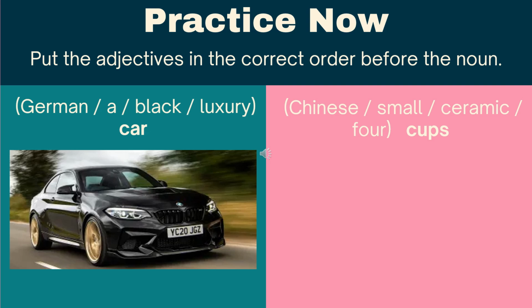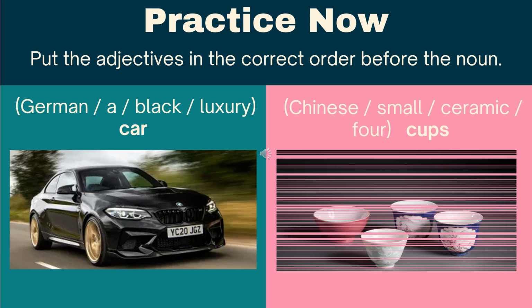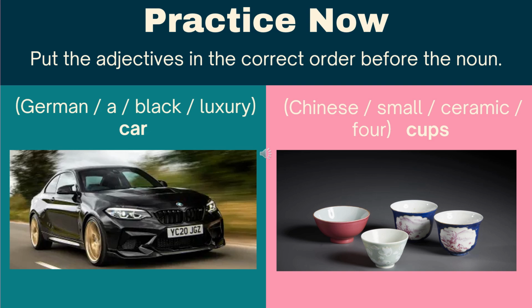Next, we have Chinese, small, ceramic, 4, cups. Use the same logic. Identify the type of each adjective and arrange them in the standard sequence. Think about the correct order. The answers will be shown on the next slide.